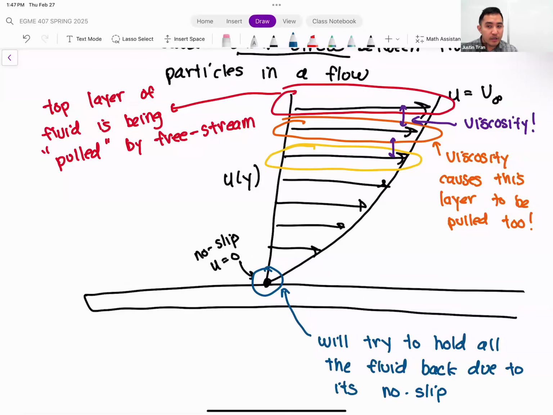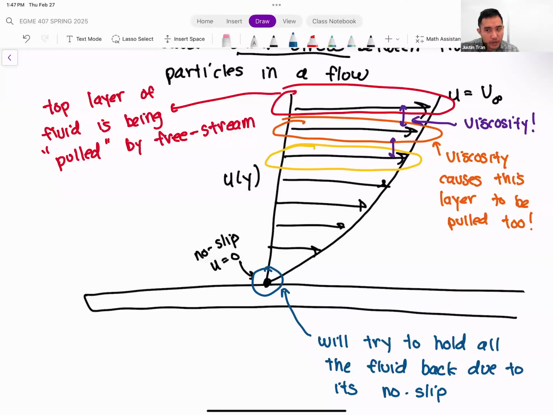And so even though everything above it is going to want to be pushed to the right because of the free stream, the fluid at the bottom is pulling it back because it's in contact with the surface. These are the two main driving forces in the boundary layer. On the one hand, you have fluid at the top that's saying, go, go, go. And then the fluid at the bottom is saying, no, let's not go, let's stay still.